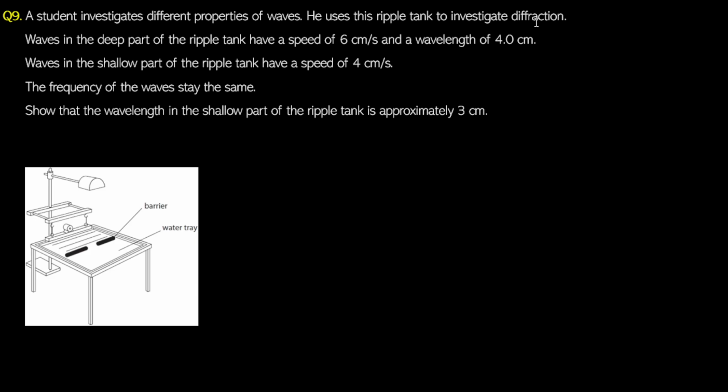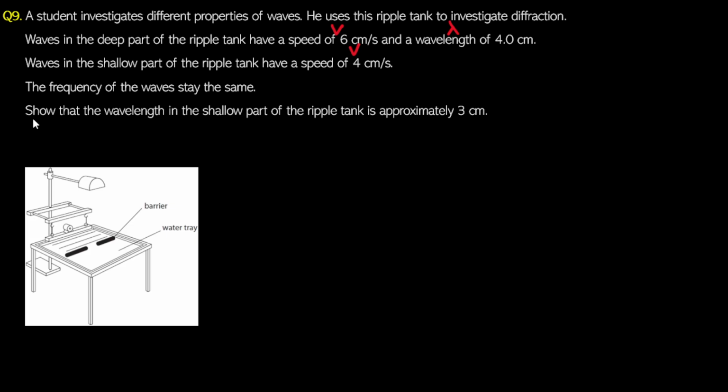Waves in the deep part of the ripple tank have a speed of 6 centimeters per second and a wavelength of 4 centimeters. Waves in the shallow part have a speed of 4 centimeters per second. The frequency is the same for the deep part and the shallow part. Show that the wavelength in the shallow part of the ripple tank is approximately 3 centimeters.